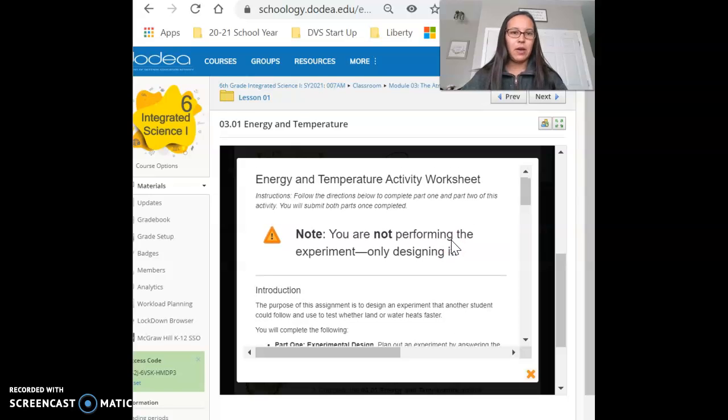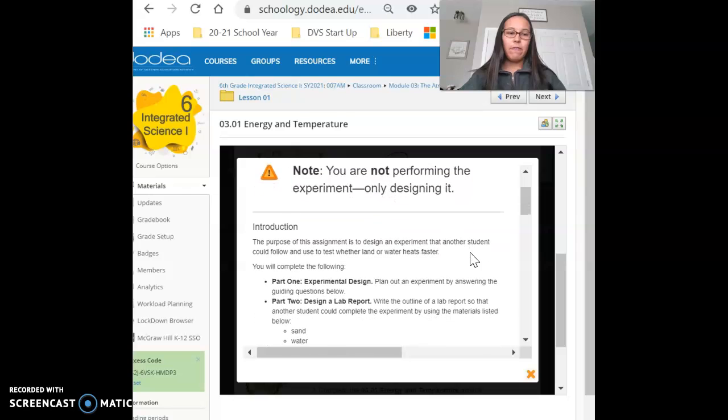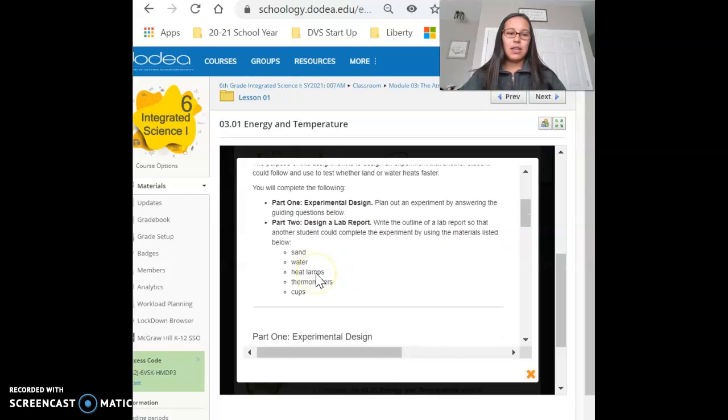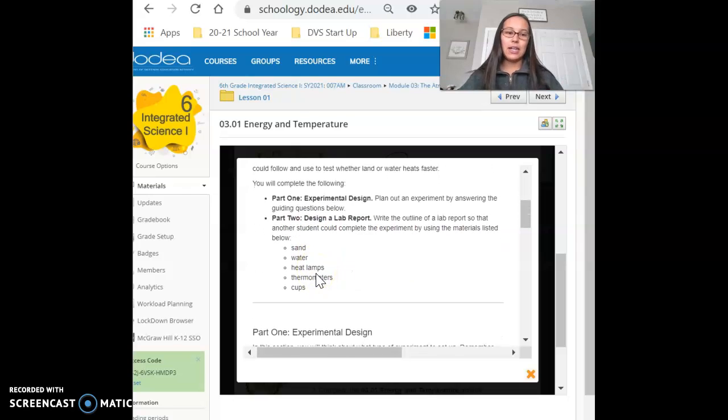In this assignment, I want to note one important thing, and that is you are not performing the experiment. You are only designing it. Again, you are not performing the experiment. There are two key parts to this assignment. The first part of this assignment is the experimental design.